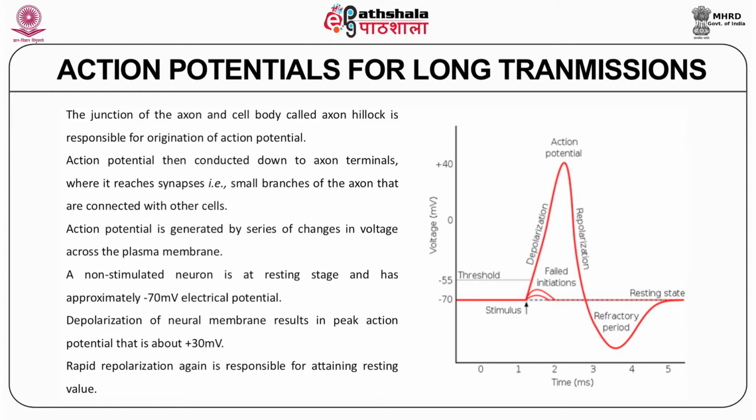An action potential is generated by a series of changes in voltage across the plasma membrane. A non-stimulated neuron is at its resting potential stage, which is near about minus 70 millivolts, and this has to be depolarized. Depolarization of the neural membrane results in a peak action potential of around 30 millivolts. The rapid repolarization again is responsible for attaining the resting value of the membrane.